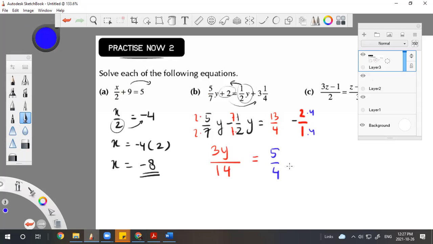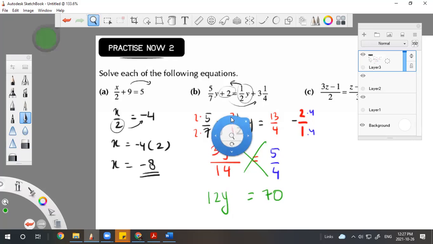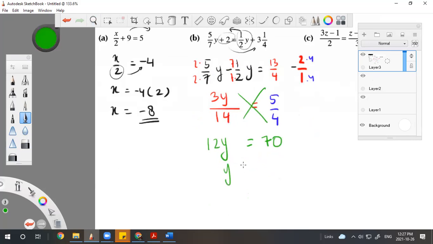And what to do? Cross multiplication. Right? If there is a fraction equals a fraction, use cross multiplication. There you go. So 4 times 3y, we can do it directly, 12y equals 5 times 14, 70. Yeah, so you can find the value of y by dividing 70 by 12.